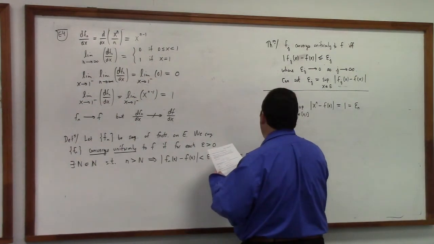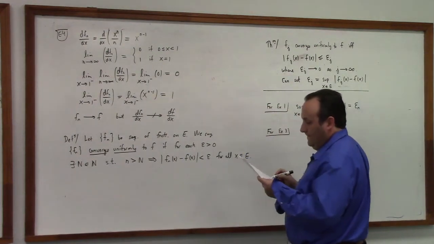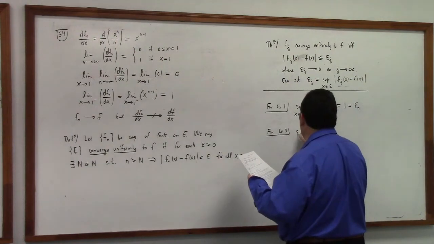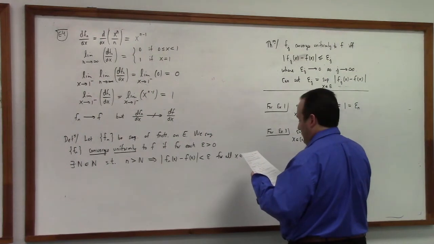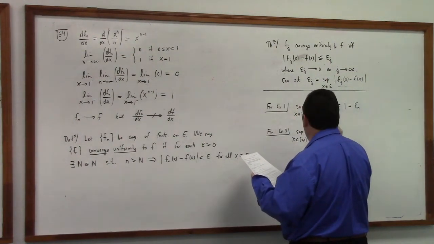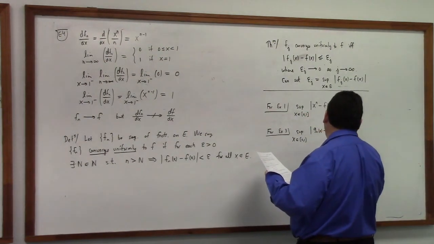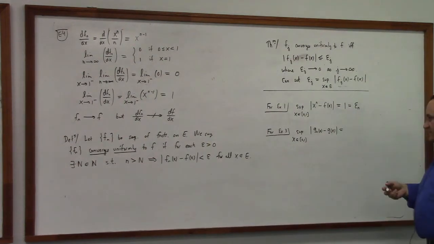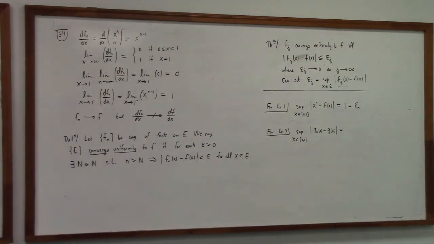For example 3, what do we have? If we look at the supremum of x in [0, 1] of the absolute value of g_n of x minus g of x, calling g the function to which g_n of x pointwise converges. Let's see here. If you look at the graphs of those, we figured out that the height was 1 over n, right?